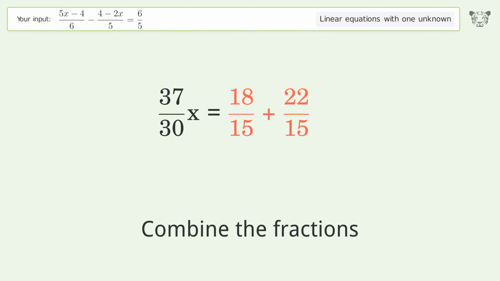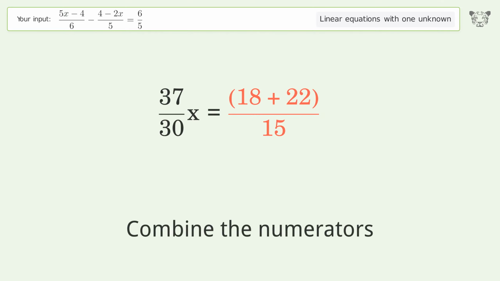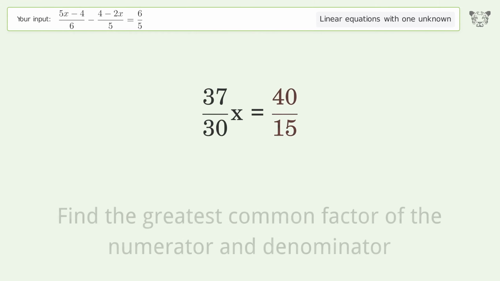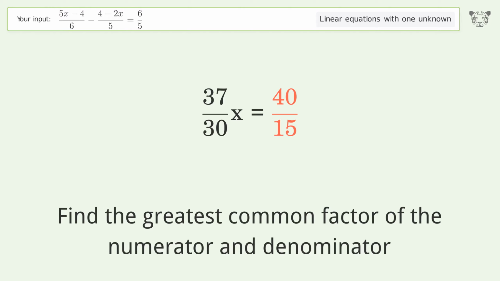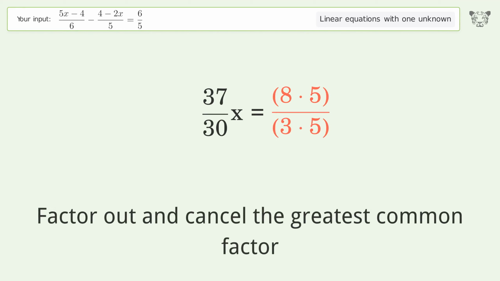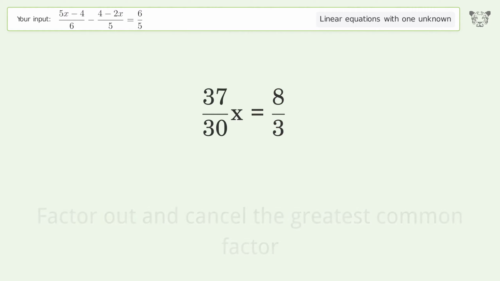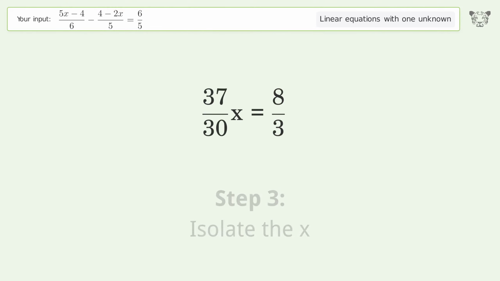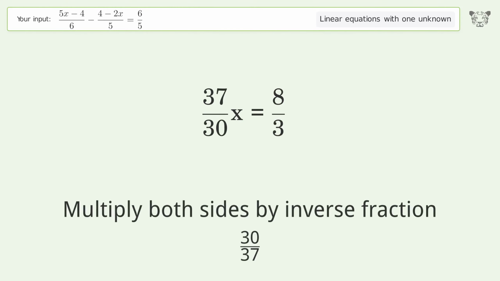Combine the fractions. Combine the numerators. Find the greatest common factor of the numerator and denominator. Factor out and cancel the greatest common factor. Isolate the x. Multiply both sides by inverse fraction 30/37.